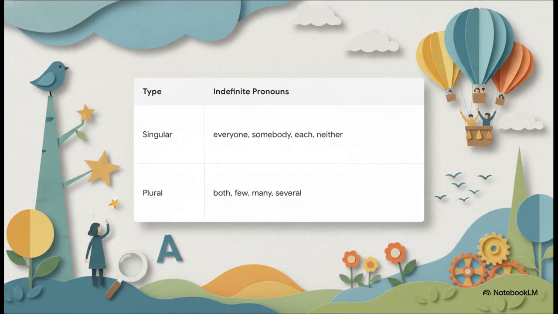All right, the next trap. Indefinite pronouns. Words like everyone, somebody, each, and neither are strictly singular. Now, I know everyone feels like a massive crowd of people, but grammatically speaking, it means every single one. It demands a singular verb. Everyone is happy. On the flip side of that, words like both, few, many, and several will always trigger plural verbs.